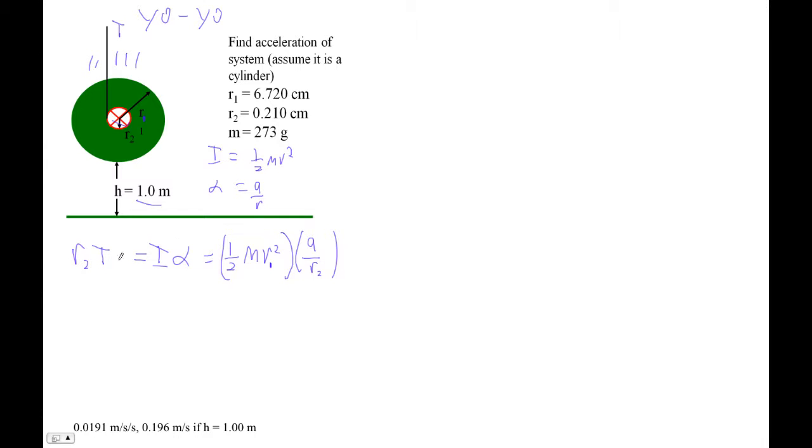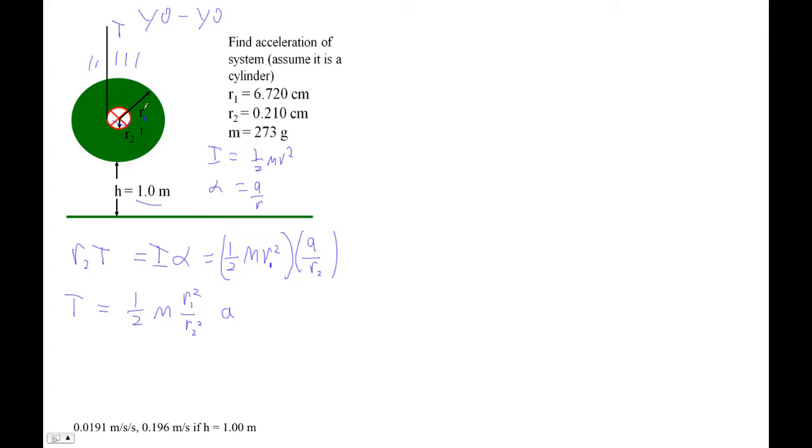Okay, so now what I'm going to do is solve that for T. If I divide both sides by R2, then I get T equals 1/2 m1 R1 squared over R2 squared times a, because I divided this by R2. When you divide, it's in the denominator, and so the R's don't cancel. Normally they would cancel if it was wrapped around the edge, but here they don't.